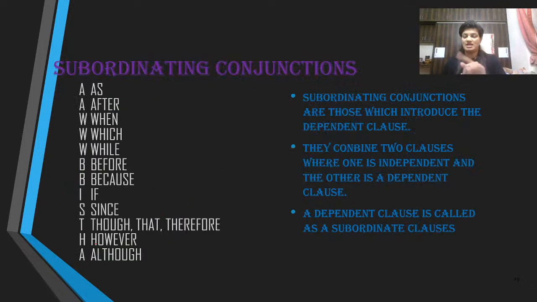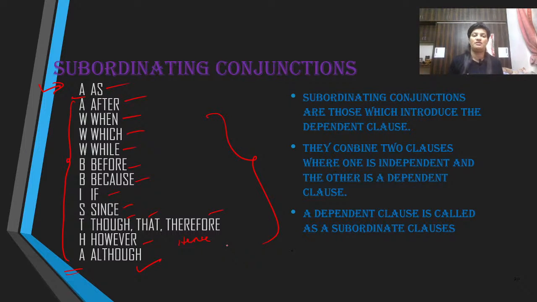Remember the acronym. Number two, you have subordinating conjunctions, which is AUBISTA, another acronym, where A stands for as, after, when, which, while, before, because, if, since. With T we have many other conjunctions like though, that, therefore, and then we have however, hence, and although. These are a few. I haven't given you each and every one, but this acronym is going to help you with this. The acronym is AUBISTA.